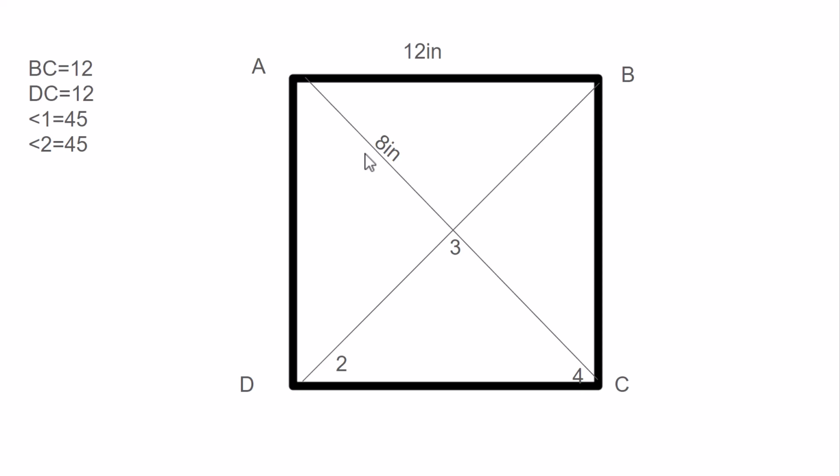Angle 1 is 45 because the angles all equal 90 degrees, so cut in half, 45. Angle 2 is also 45, cut in half. I just realized there's not an angle 1 on there. It should be right here though.